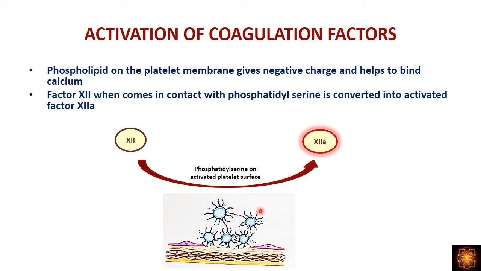Now, as I told you, there will be the translocation of the phosphatidylserine molecule on the surface. Once this phosphatidylserine molecule is expressed on the surface, there will be activation of factor 12. When factor 12 comes in contact with this phosphatidylserine, it will be converted into activated factor 12A. Now, when this factor 12A is formed, it initiates the coagulation pathway or coagulation cascade. How, we'll see.